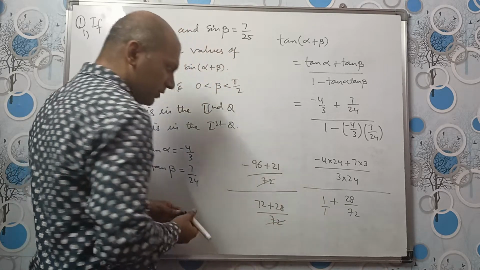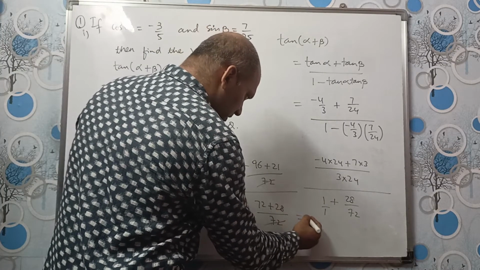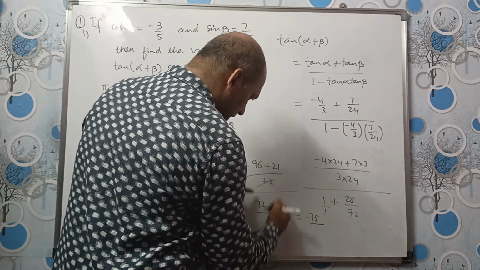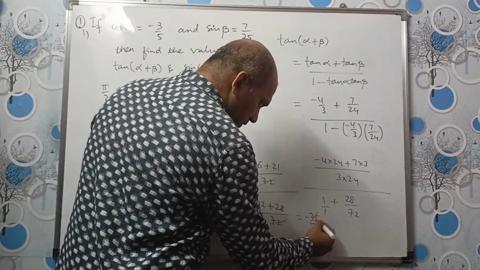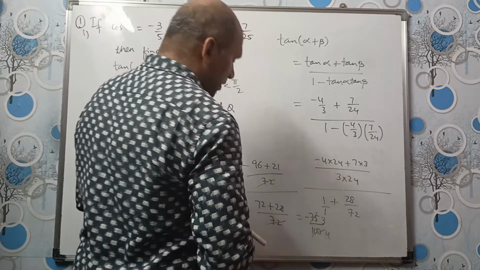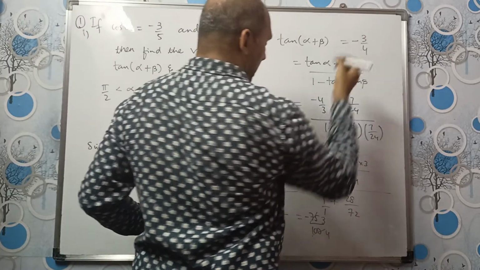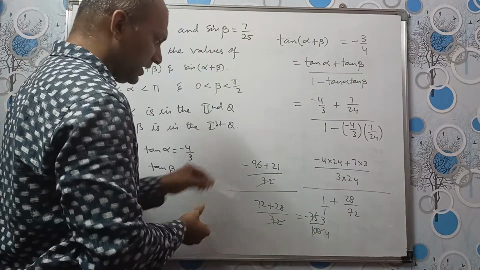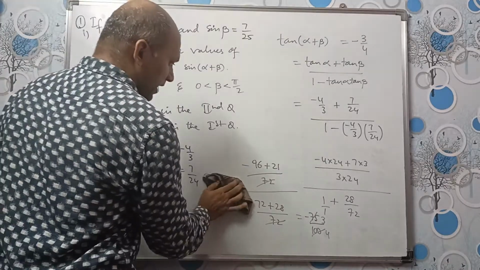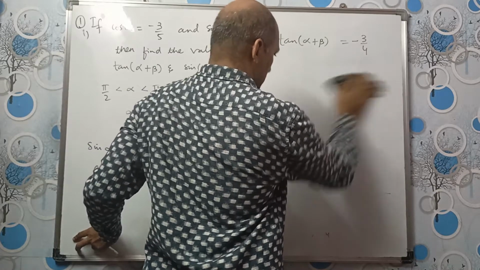This 72 will get cancelled, right? How much do we have now? This is minus 75 in the numerator divided by 100. So this will be 3 by 4, and minus is also there, right? So tan alpha plus beta is minus 3 by 4. Alright.